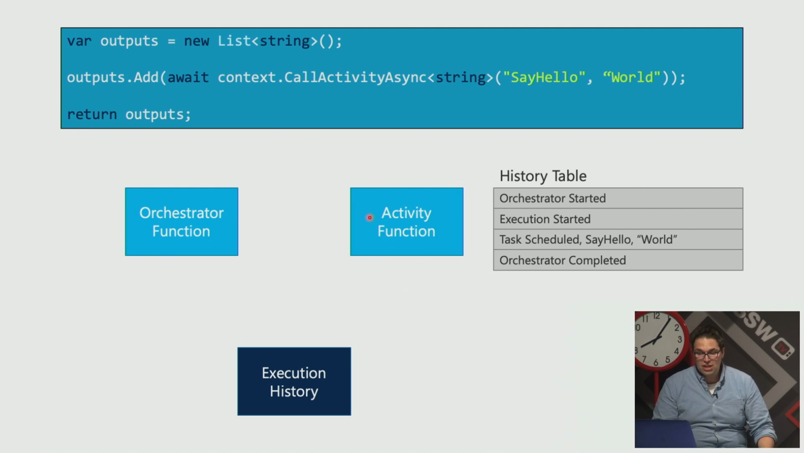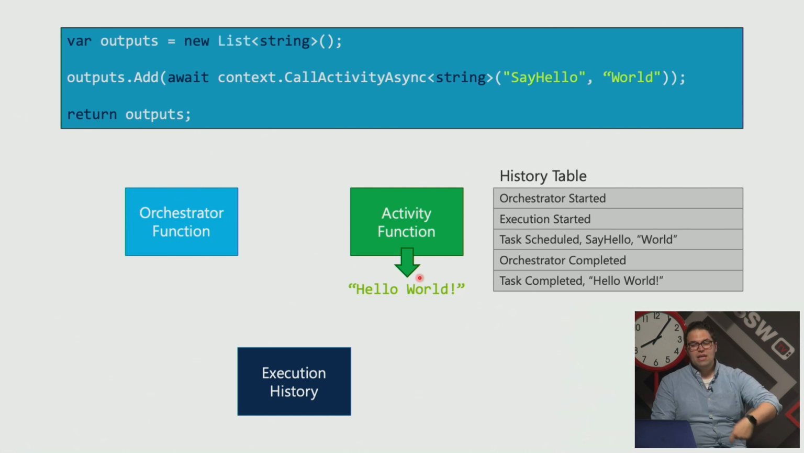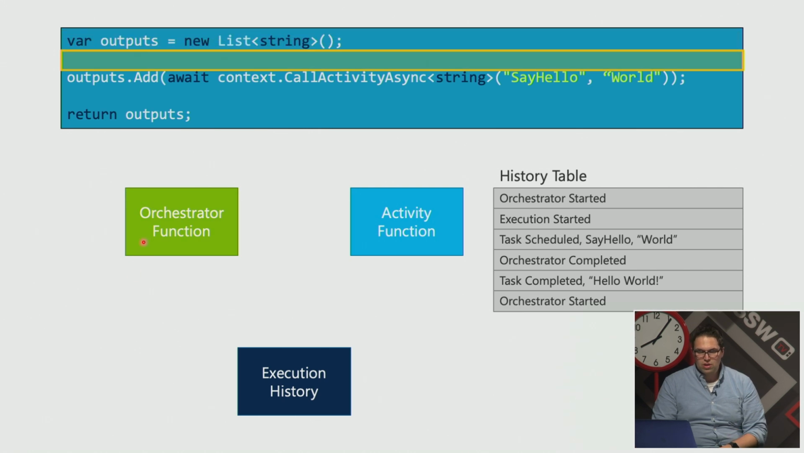Now, the activity function had some work scheduled. So the activity function trigger is going to fire. It's going to get the data. It's going to say hello to the world. And you'll notice here the history table is being updated during every step. And when the activity is done, it drops its own queue message and says, hey, I'm done now. That queue trigger will wake back up the orchestrator.